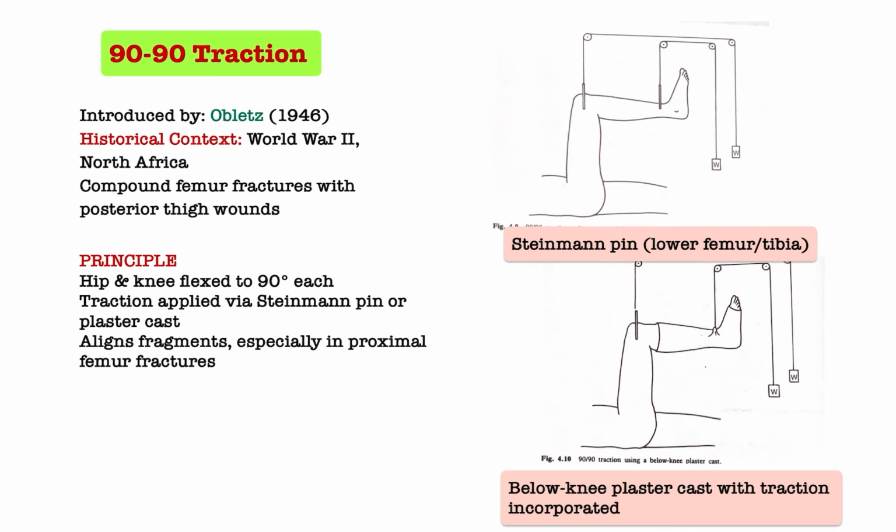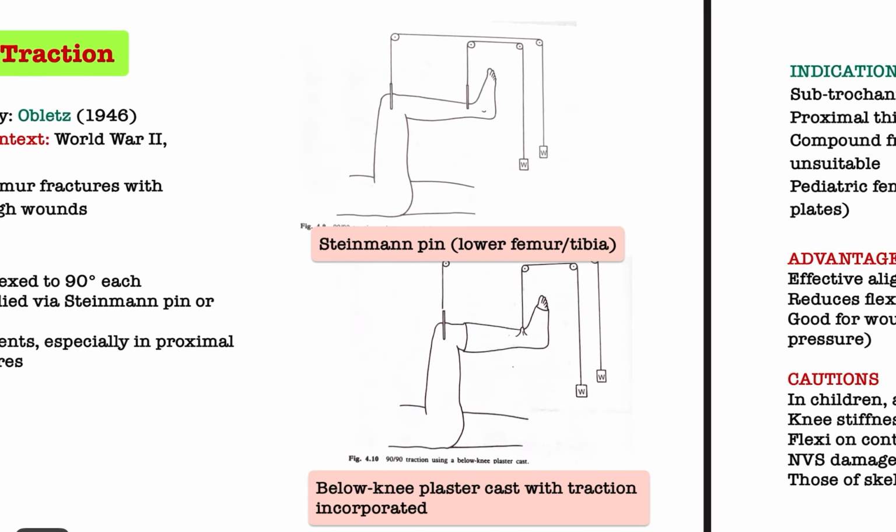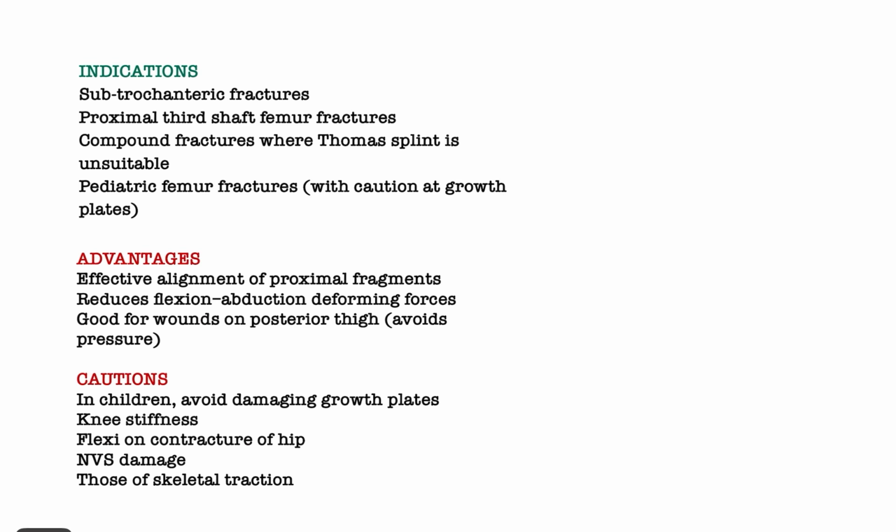Often students confuse 90-90 traction with Hamilton-Russel traction. What are the indications of Hamilton-Russel traction? It is indicated in proximal third femur shaft fractures, subtrochanteric fractures, compound fractures where Thomas splints cannot be used, and pediatric femur fractures.